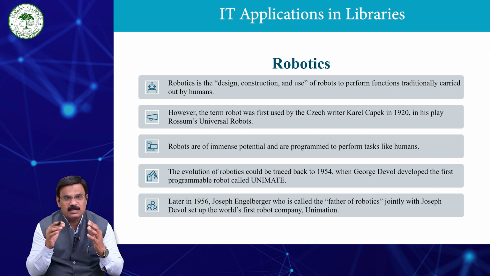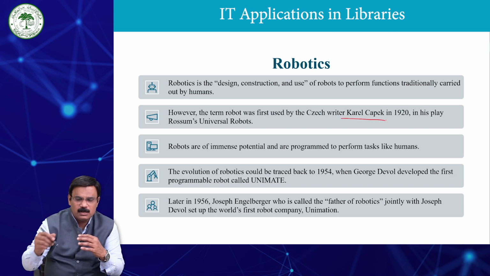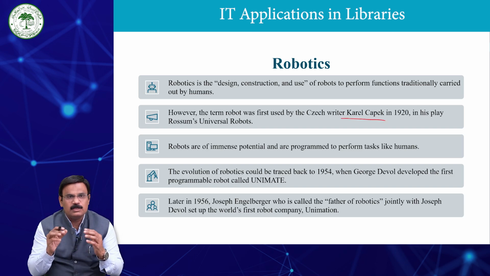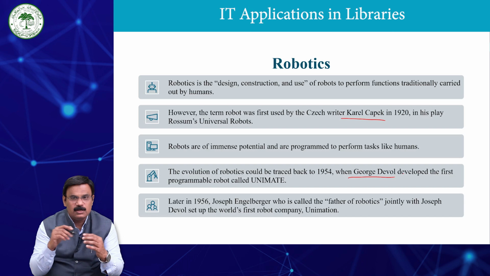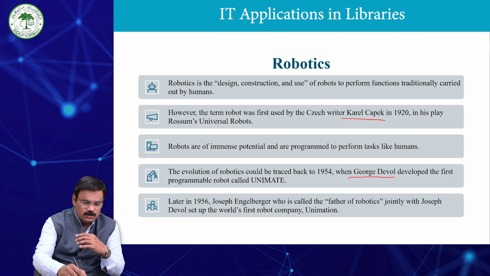Robotics is the design, construction, and use of robots to perform functions traditionally carried out by human beings. However, the term was first used by Czech writer Karel Čapek in 1920 in his play Rossum's Universal Robots. Robots have immense potential and are programmed to perform tasks like humans. The evolution of robotics could be traced back to 1954, when George Devol developed the first programmable robot, called Unimate.